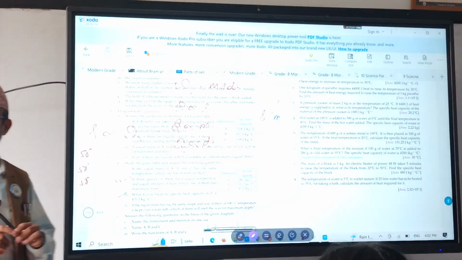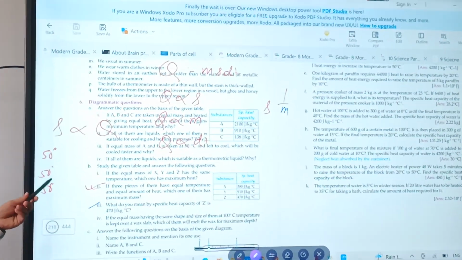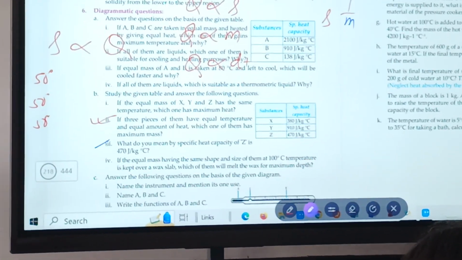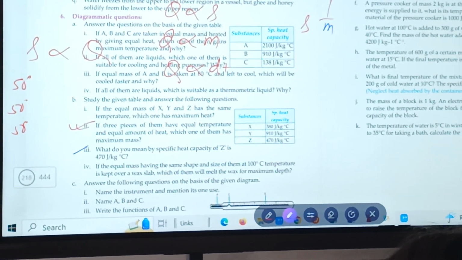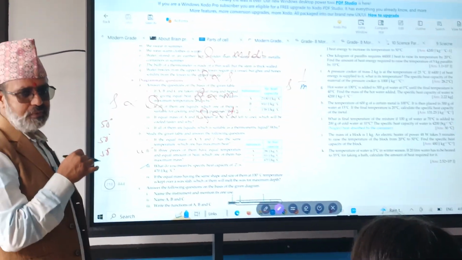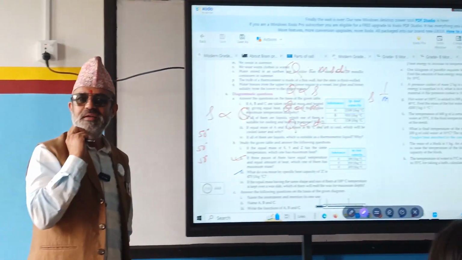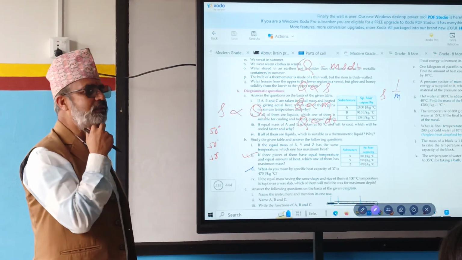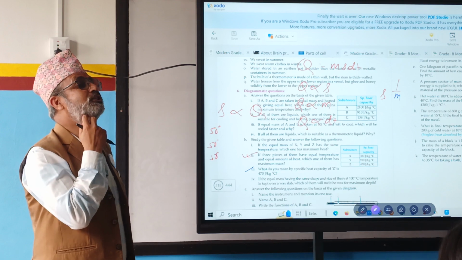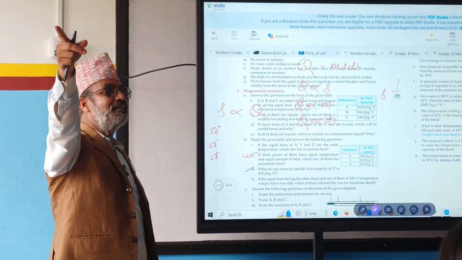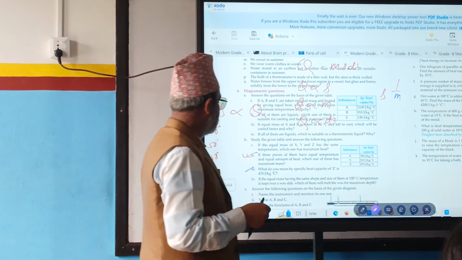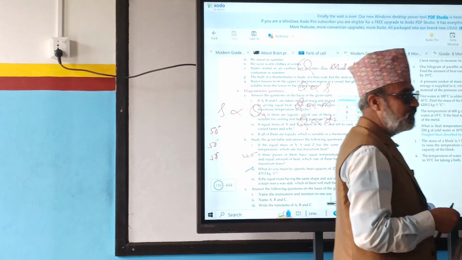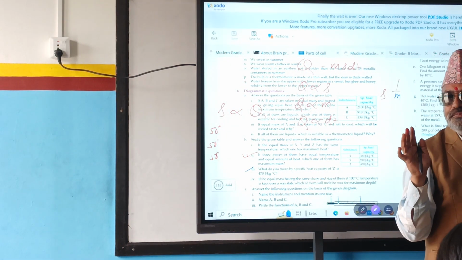So, question number 3. Please read. What do you mean by specific capacity of jet is 470 joule per kg degree? Yeah, this question I told earlier also. Can you say the answer? What do you mean by specific capacity of G? G they say, GTV they say, right? Is 470 joule per kg per degree centigrade. Do you know the answer?